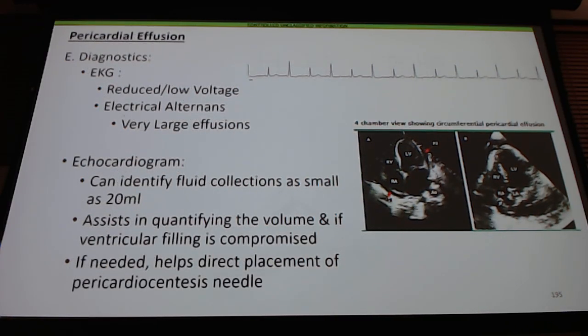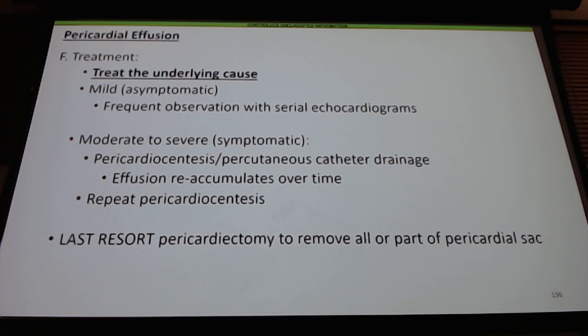EKG, you could see electrical alternans, especially if this is a large effusion, but your echocardiogram is going to be your test of choice because you can actually see how much volume is in that effusion and also assess for any kind of functional limitations from that. And then you're just going to treat the underlying cause for it.